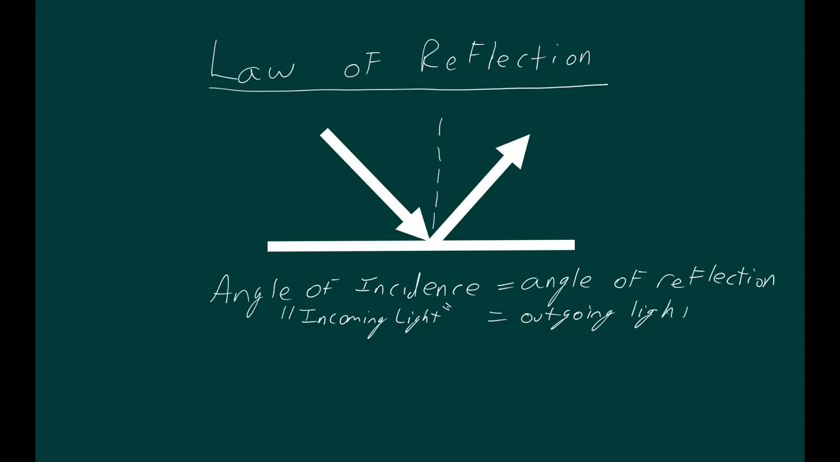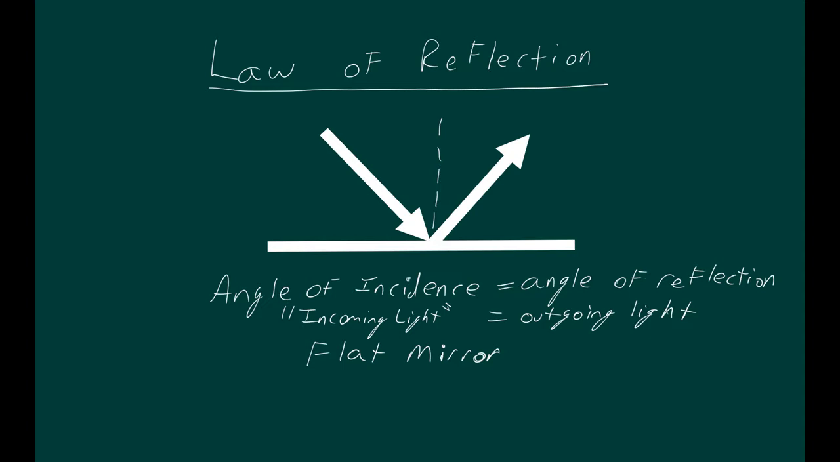Now, all flat mirrors, of course, will follow this and make it easy to see. This is always happening, really, but how many objects are perfectly flat and smooth in your everyday life? So it's hard to notice this. But the law of reflection basically says, again, angle of incidence equals the angle of reflection.